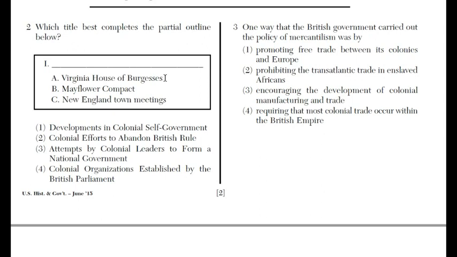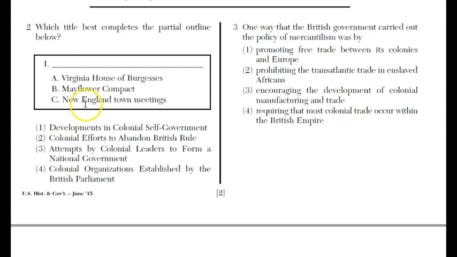Well, you look at those three things together. The elected legislature of the Colony of Virginia, the agreement that the Massachusetts Bay settlers made to form their own lawmaking community, and the New England town meetings where everybody in town, or at least everybody who counted, that would have been an adult male landowner, got a say in how the town was governed. Which best completes this, therefore?